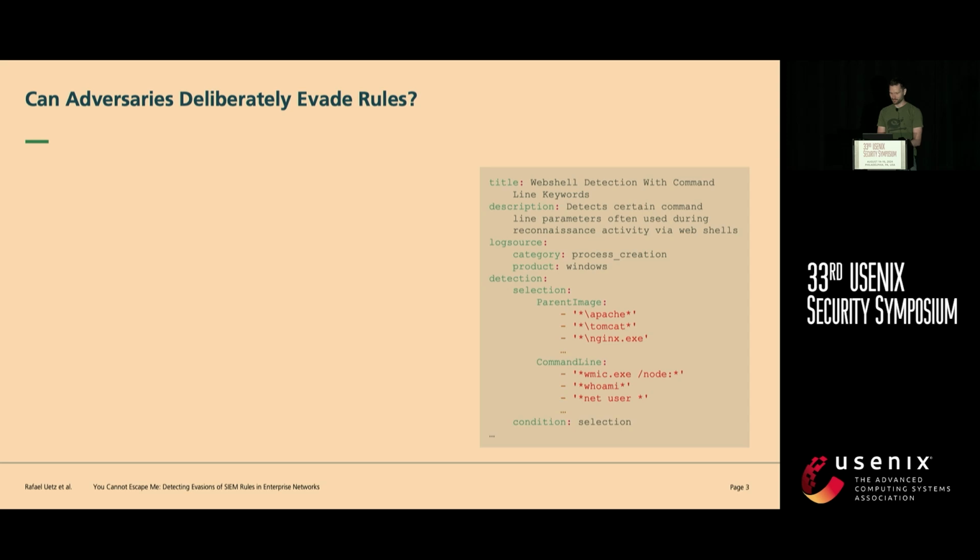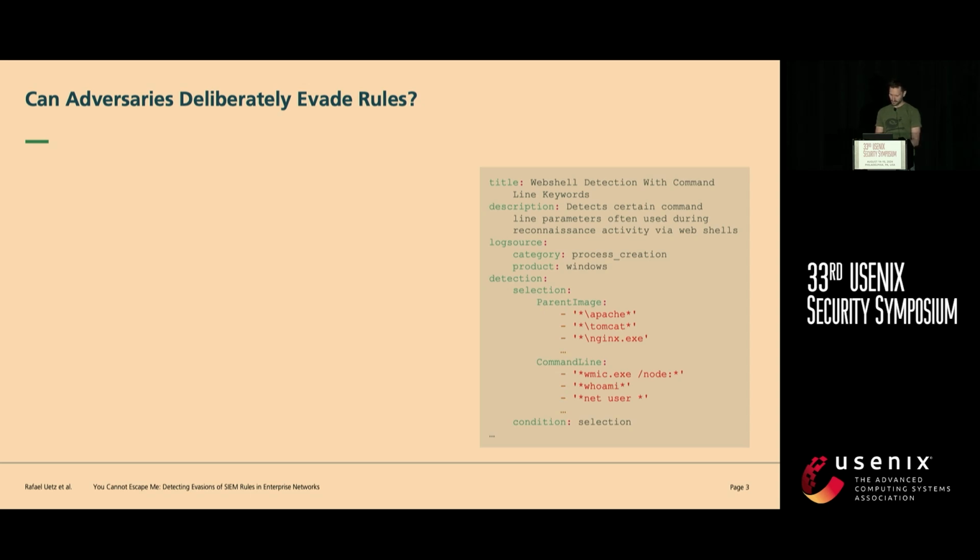This rule is supposed to be applied to process creation events under Windows systems. That means every time a new process is created on a Windows system, Windows can create an event telling us some information about this process creation, for example, its parent image and its command line. And here we have a rule that looks if a newly created process has a common web server as its parent image. So here we have Apache, Tomcat, or Nginx.